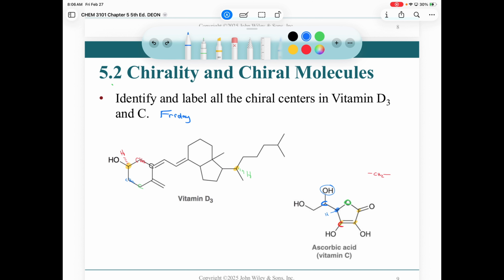Did anybody identify a total of five? There's a total of five chiral centers in this molecule. As you can see, they're all kind of bunched up here. We have 1, 2, 3, 4, 5. Those would be the chiral carbons in the molecule.